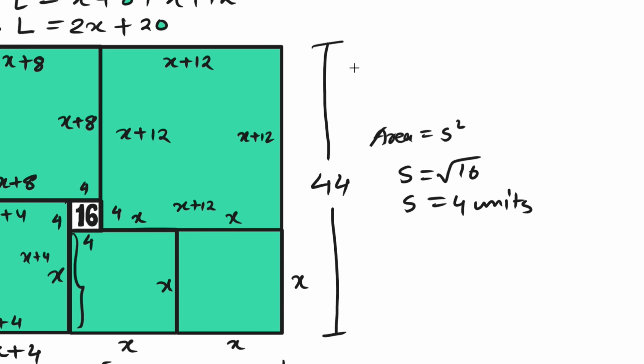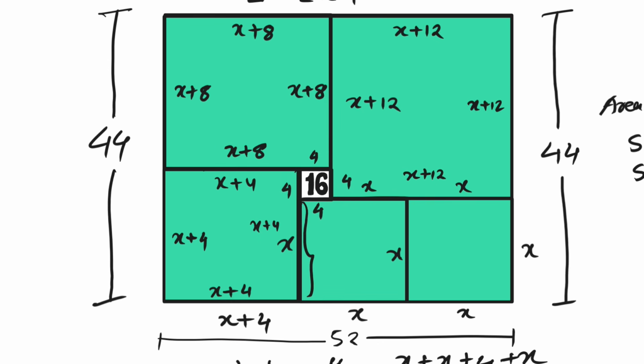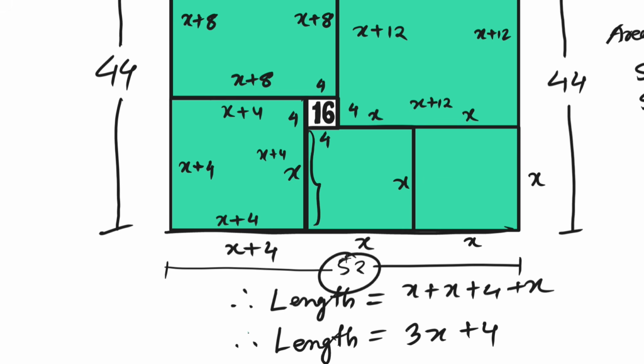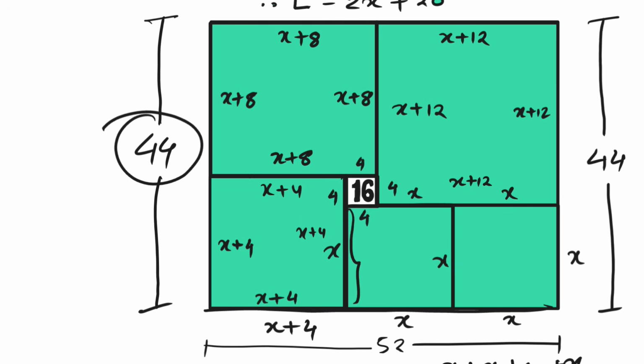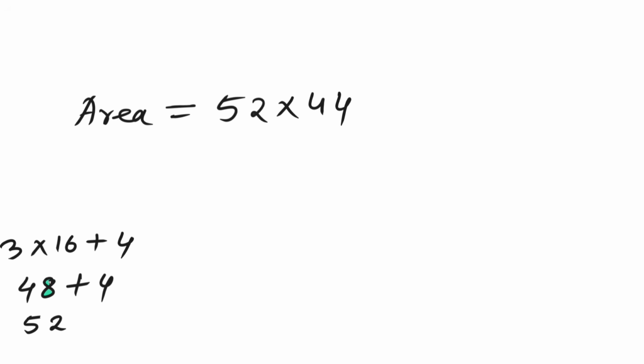Now we are ready for the final step. Remember, the area of a rectangle is found by multiplying its length by its width. We have a length of 52 units and a width of 44 units. Therefore, the area is 52 multiplied by 44. Let's calculate that carefully instead of jumping straight to the answer.